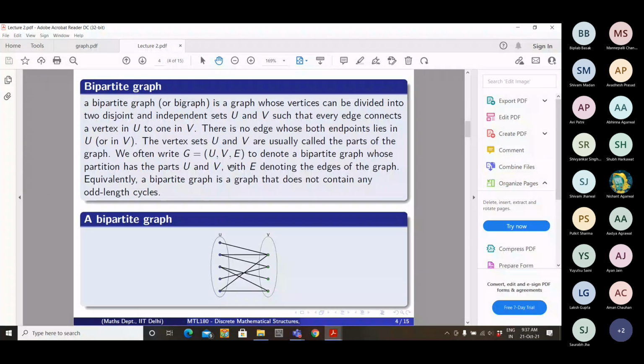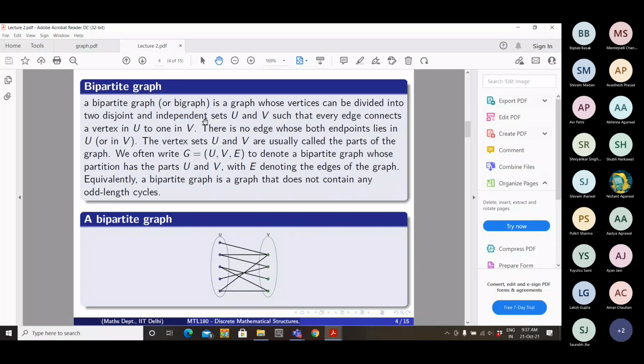Next is the bipartite graph. What's a bipartite graph? A bipartite graph is a graph whose vertex set can be divided into two disjoint and independent sets, U and V. So first of all, the vertex set is divided into two parts, U and V. It is fine. But what do we mean by independent?